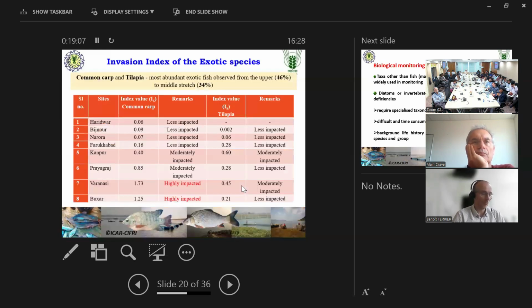Okay. So now if you look at Haridwar to Buxar, I have given particularly the indices, how we have estimated the exotic species population index. Based on that, you can say that Varanasi and Buxar are highly impaired. So the stretch between Varanasi and Buxar is a highly impaired stretch. Then we have to take different measures, whether for habitat modification or more sewage pollution. So we have to find out the point source and take care of this. So these are the fish-based indicators that the ecosystem is under stress conditions.